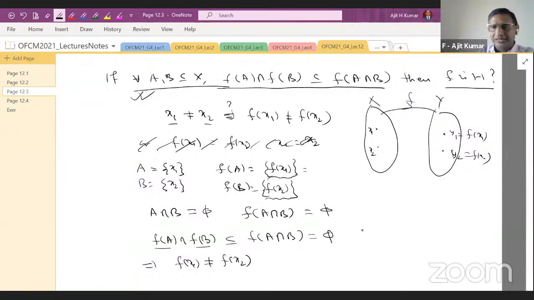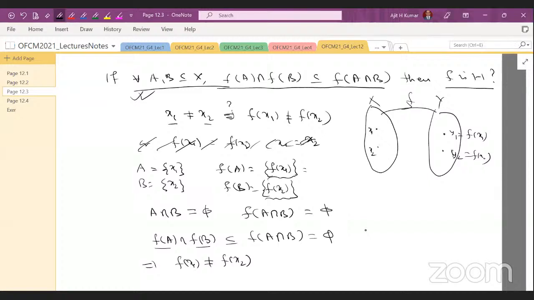Okay. So I wrote all the steps helped by Akhila. Thank you, Akhila. Very good. Thank you.